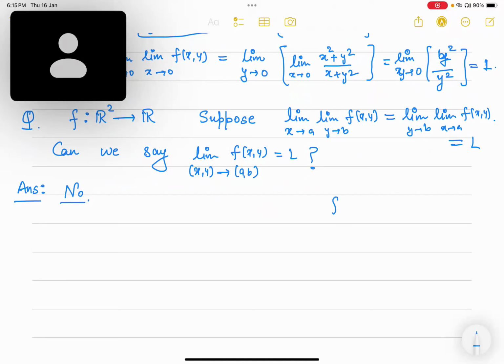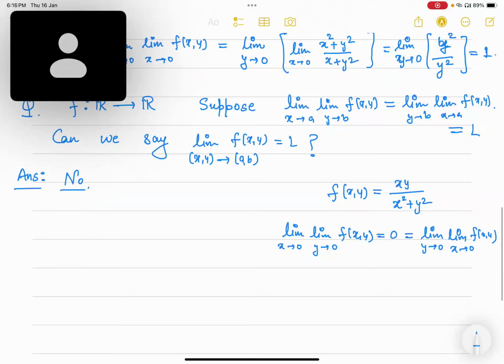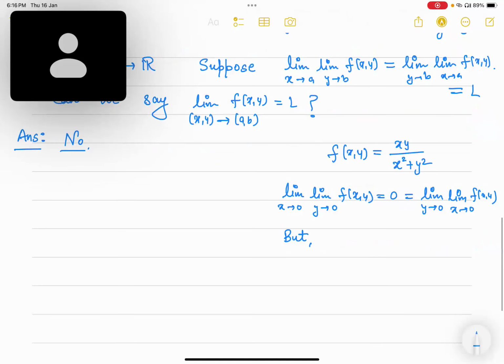I can give you one example for this one. You take f of xy is equal to xy upon x square plus y square. You can check that limit x tends to 0, limit y tends to 0 of this function is actually 0. And this is actually equal to limit y tends to 0, limit x tends to 0 of f of xy. So both limits exist and are equal to 0. But limit (x,y) tends to (0,0) of f does not exist. You can check this part. I'm not going into this now.